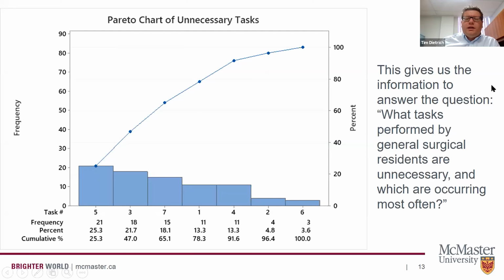And so very quickly then we can now answer the question, what tasks performed by general surgical residents are unnecessary and which are occurring most often? And in this small subset of data, we can answer that question saying, certainly tasks 5, 3, and 7 are dominant, but certainly tasks 1 and 4 are useful to understand.